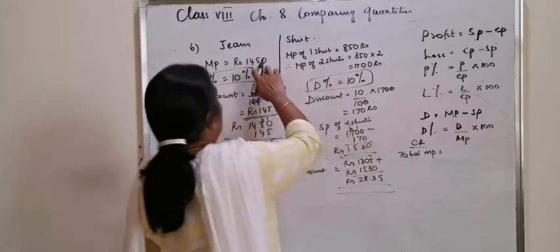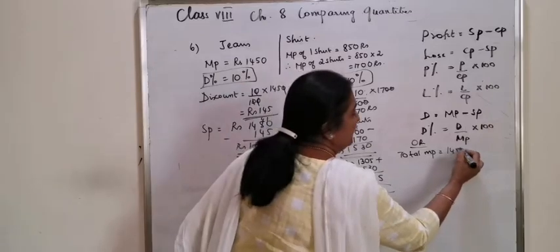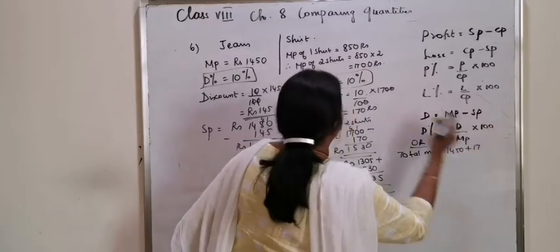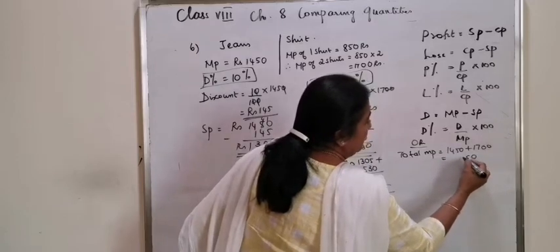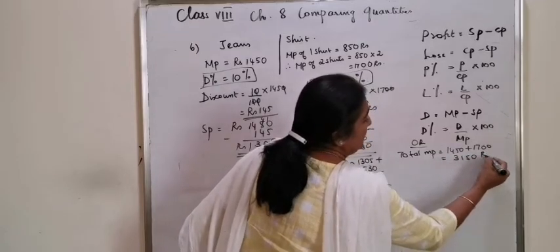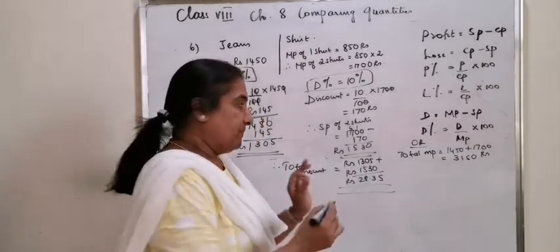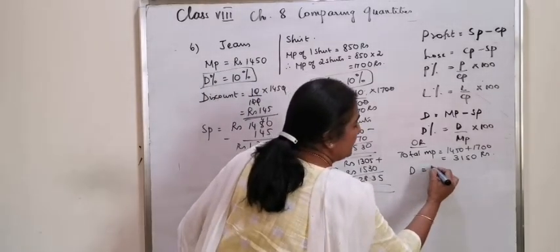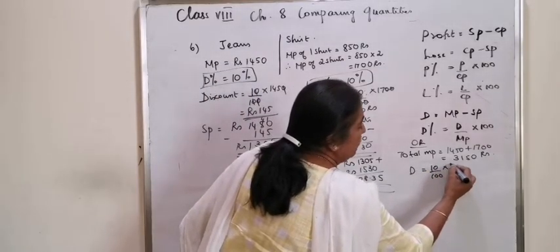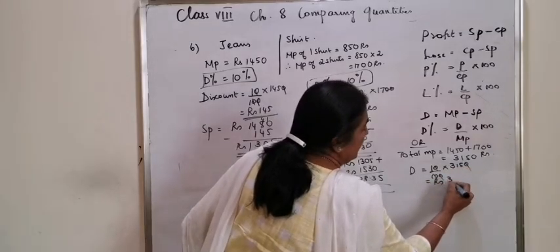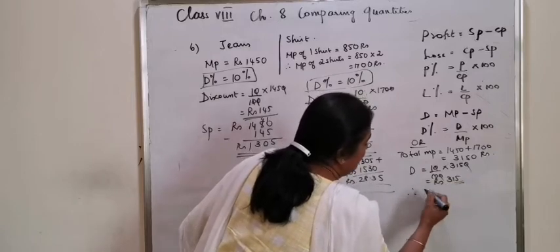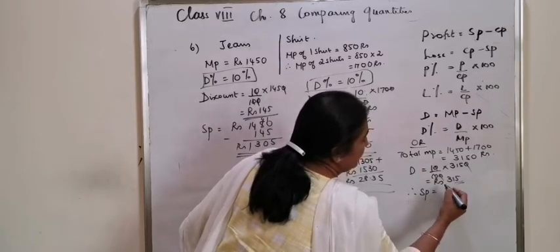is equal to rupees 1450 plus rupees 1700, which is equal to rupees 3150. What is the discount you are going to get? That is 10% of 3150, which is rupees 315. Therefore, what is the selling price of the item?